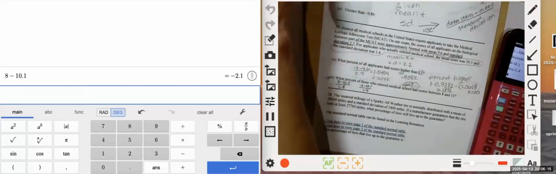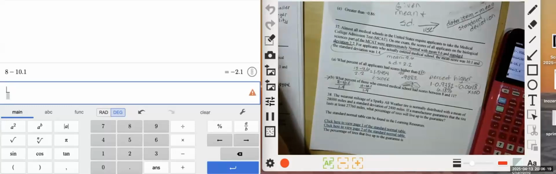So it's just 8 minus 10.1. You can hit equals, and then you can say divided by, oh no, you can't do that. I'm going to put parentheses around that. I always think you can hit the equal sign and it's just going to go with that, but it doesn't. 8 minus 10.1 divided by 1.4, and it's negative 1.5. And then do the same thing for the 11.